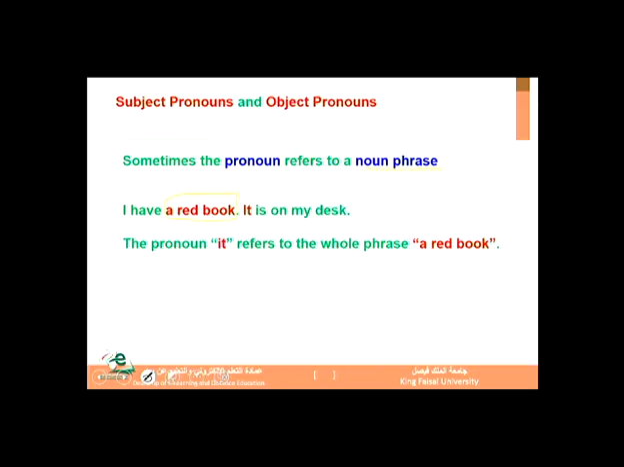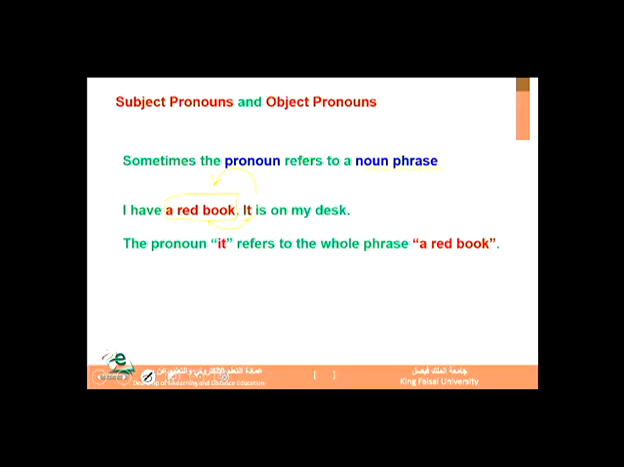I have a red book. Now, I need a pronoun that can refer back to this red book. Which is the pronoun it? It is on my desk. What is on my desk? It is a red book. So it refers back to a red book.